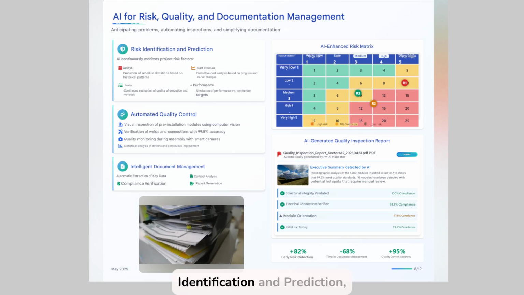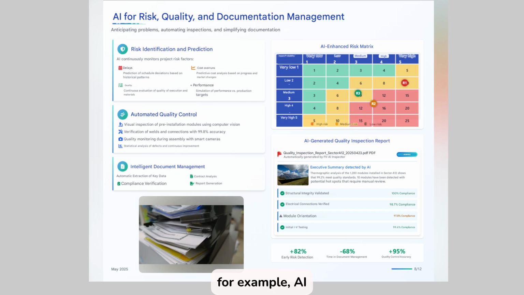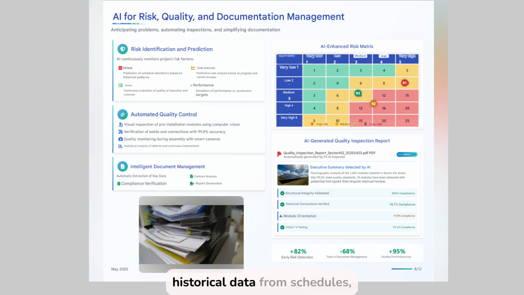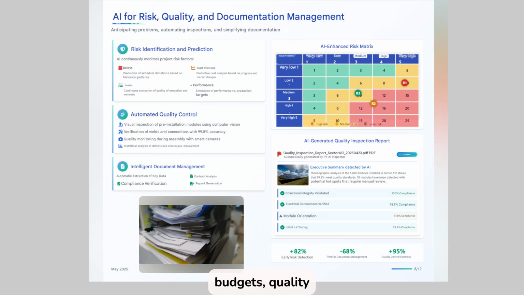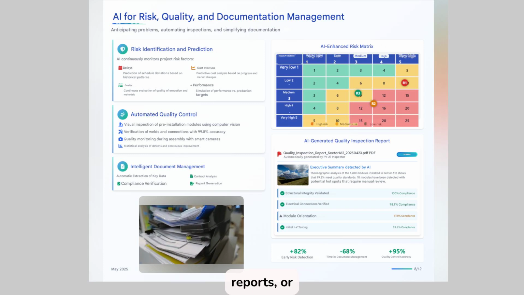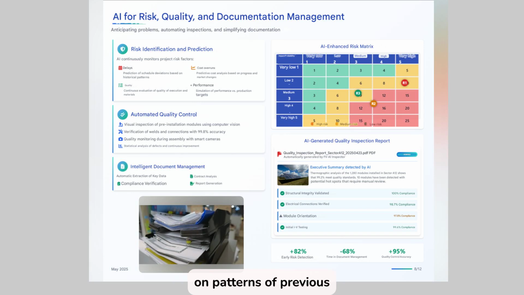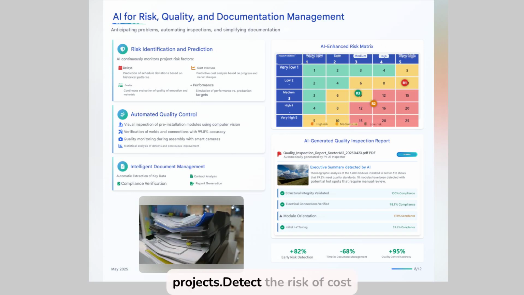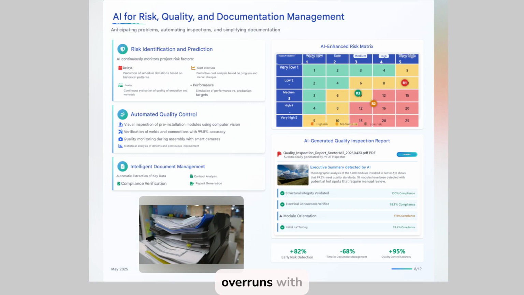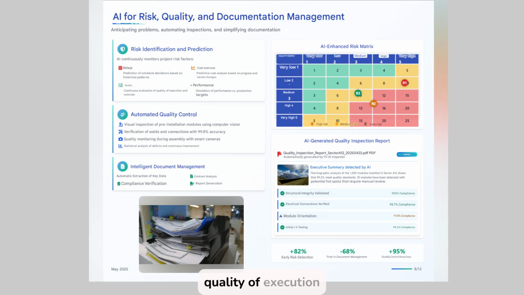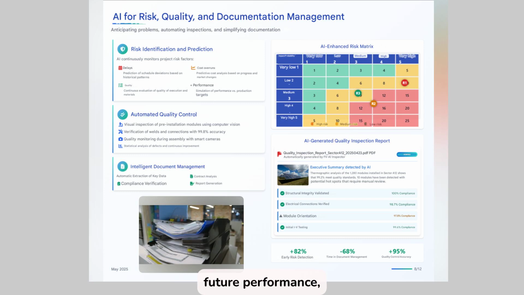In risk identification and prediction, for example, AI can analyze thousands of historical data from schedules, budgets, quality reports, or production. With this, it can predict delays based on patterns of previous progress on other projects. Detect the risk of cost overruns with simulations of economic deviations. Evaluate the quality of execution based on inspection and sensor data. And simulate future performance, comparing it with defined production targets.